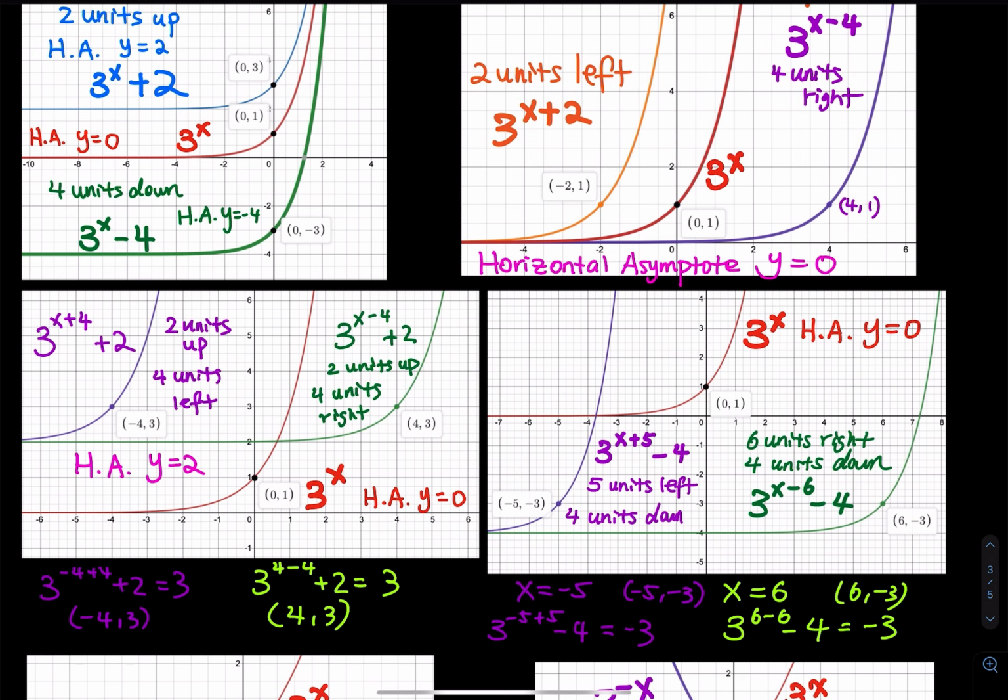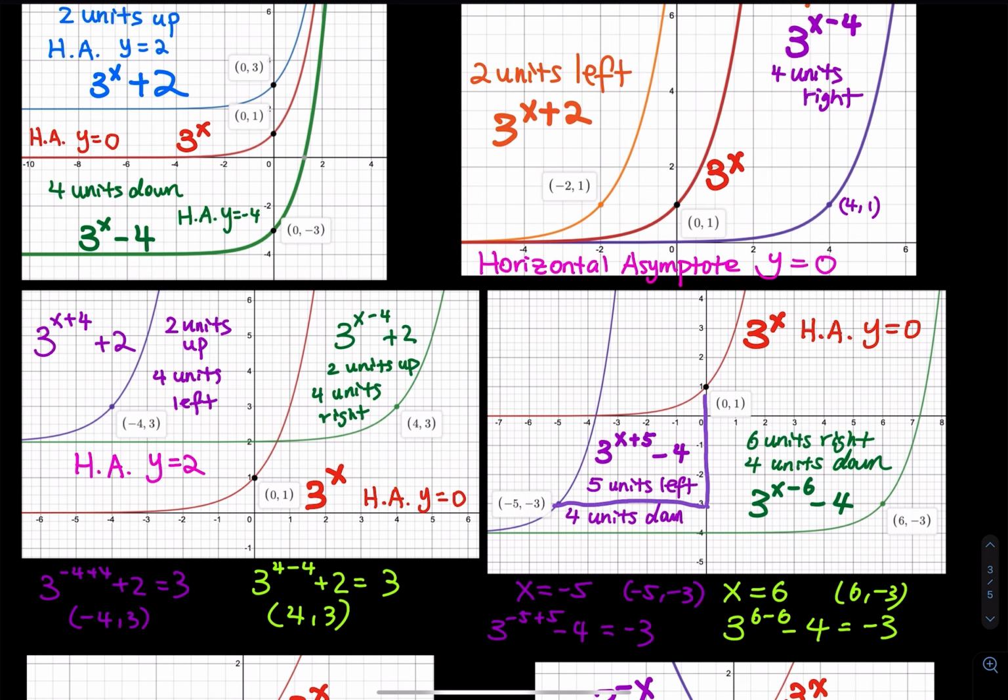So this time I subtract 4 for the purple function, that is 4 units down, and then I add 5, that is 5 units to the left. So here is how the shifting is done. So 4 units down right here. 1 minus 4 is negative 3, and then 5 units to the left, 0 minus 5 is negative 5. So 4 units down, 5 units to the left.